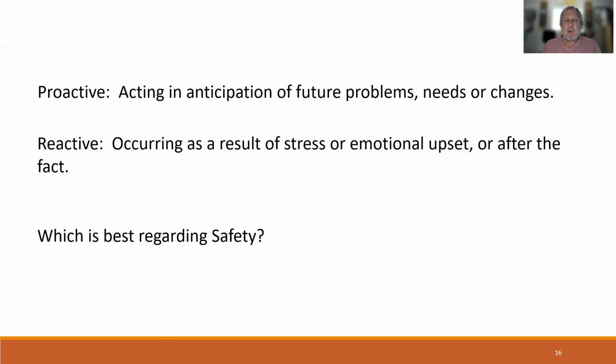So what's the definition of proactive? It means acting in anticipation of future problems, needs, or changes. Reactive means occurring as a result of stress or emotional upset, or after the fact. So basically, proactive is you do something before something happens, and reactive, you do something after it happens. So you react to it. Which is best regarding safety? Well, that's pretty obvious, right? Proactive. In safety, we always try to do things before somebody gets hurt.